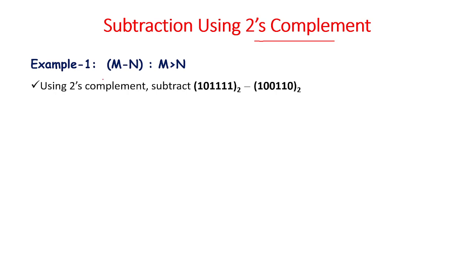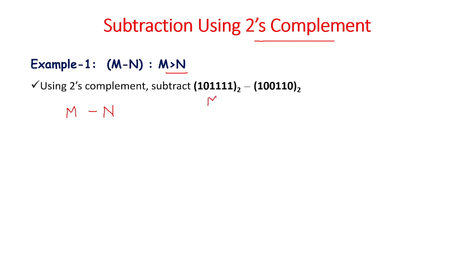If we are given two numbers, m and n, and we want to subtract n from m, there may be two cases. Case 1: if m is greater than n. Case 2: if m is less than n. In case 1, when m is greater than n, the subtraction result will be positive. If m is less than n, the subtraction result will be negative. So let me discuss the first case, where m is greater than n.